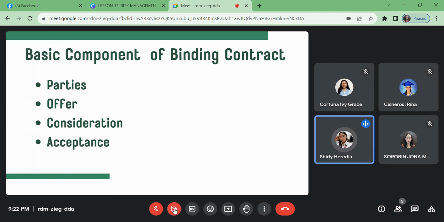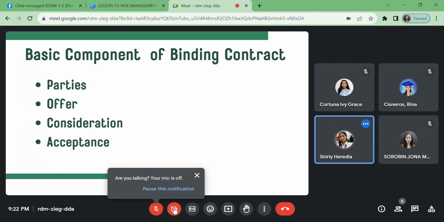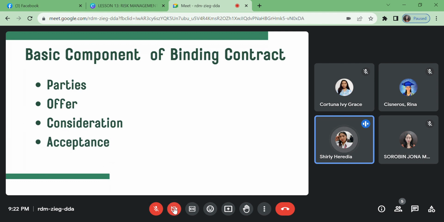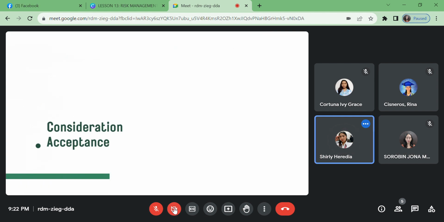Then there is also mutuality. Mutuality is the requirement that all parties involved in a contract agree on the same terms. Please go next, Ivy.